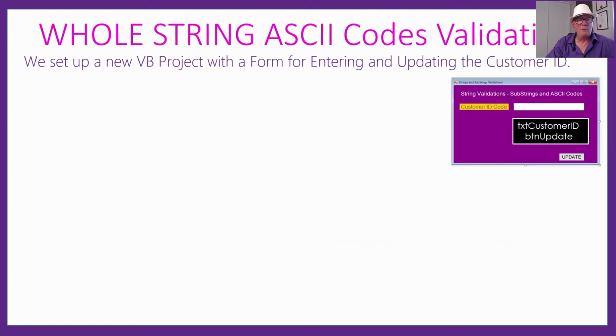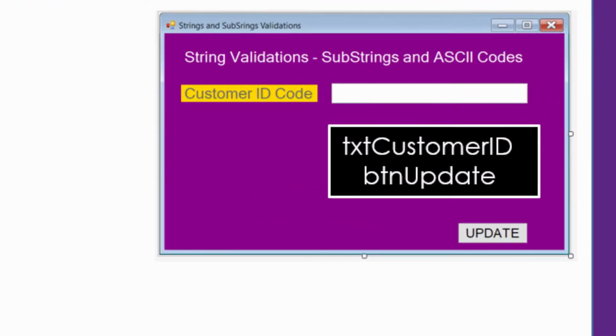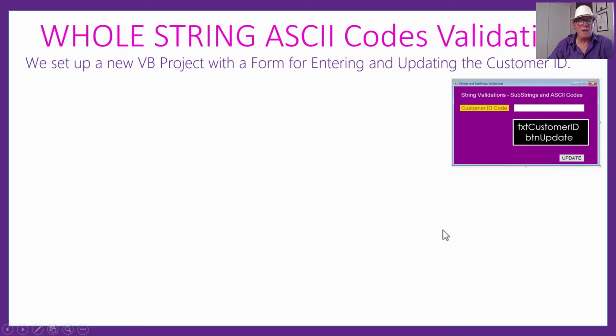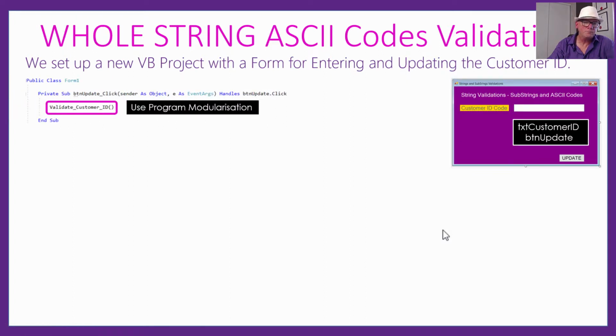So we're going to set up a new VB project. Save that other project you did, close it down, start a brand new one. We're making a form here that's got a text box where we're going to be able to enter that 11 character customer ID code. So we're calling that txtCustomerID, that's the name of that text box, and this update button that's called btnUpdate. This isn't something you create on your form, this black and white box here. This is just telling you to call that txtCustomerID and call that btnUpdate, all right? So just pause the video and get that made quickly in a brand new project. All right, then we can start the coding.